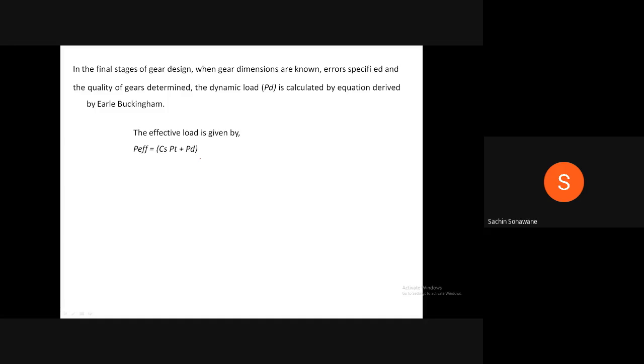Therefore, write down this equation. P effective is equal to CSPT plus PD. When we have to calculate, we have to take into account dynamic load.